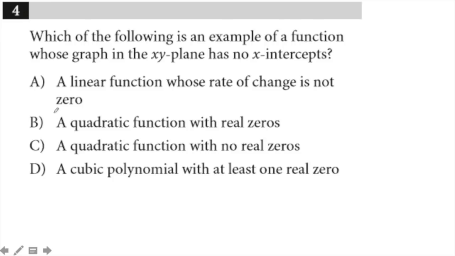Which of these following is an example of a function whose graph in the xy-plane has no x-intercept? A, the linear function with rate of change not 0. Not 0 means m can be any number, and I can put one here like this. It is not 0. That is an example for A. Here is a line like this, it will have the x-intercept at this point, so A cannot be the final answer.